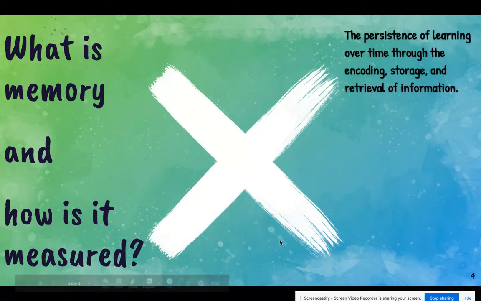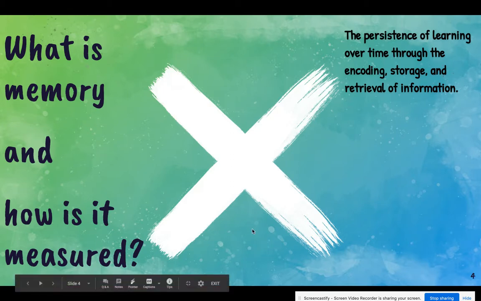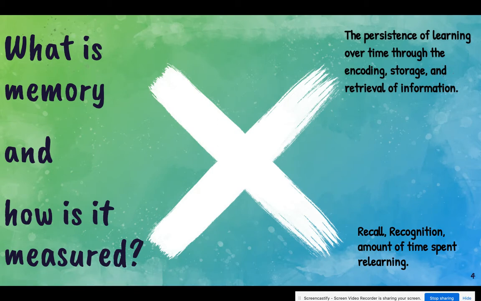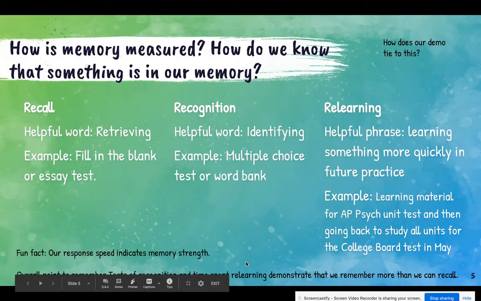Memory is defined as the persistence of learning over time. That's one half of the definition. So it's something that has to kind of be hanging out, right? Over a period of time, and then using the process of encoding, storage, and retrieval, which we'll get into in more detail later. So how is it measured? It's measured through recall, recognition, or the amount of time that it would take us to relearn information that we had already learned once. So let's dig into that a little bit more.